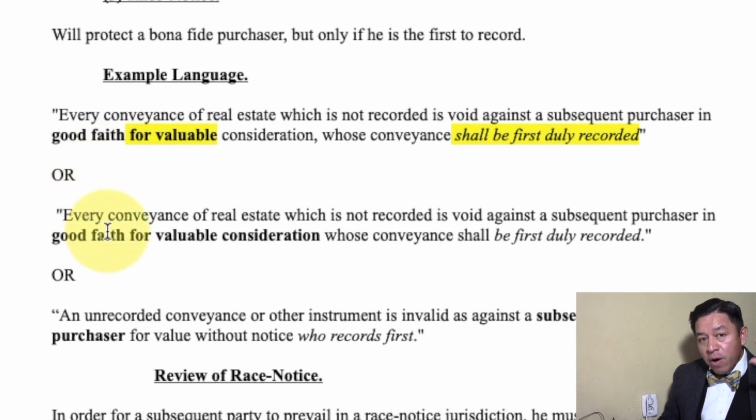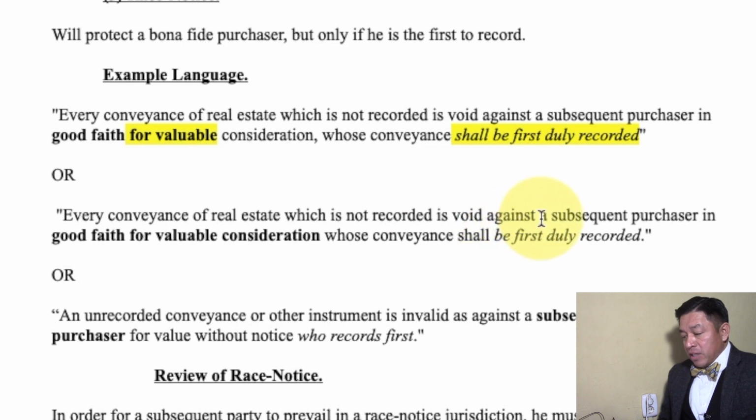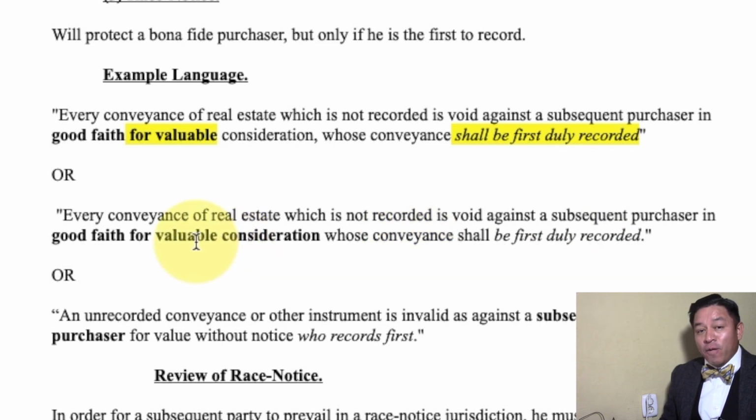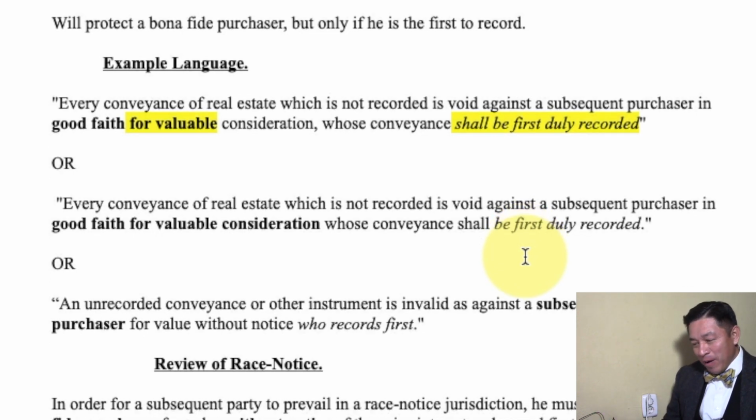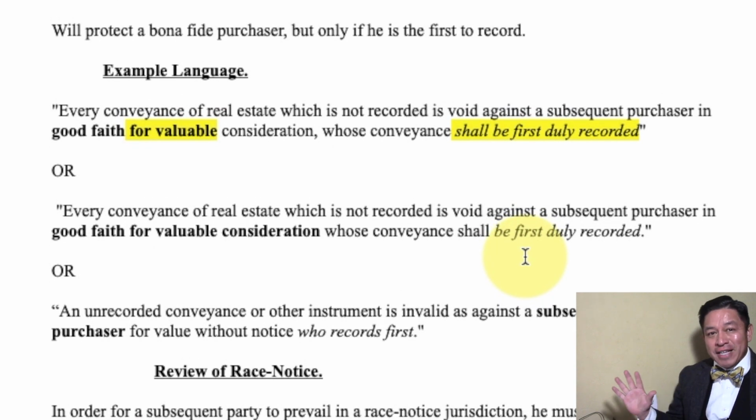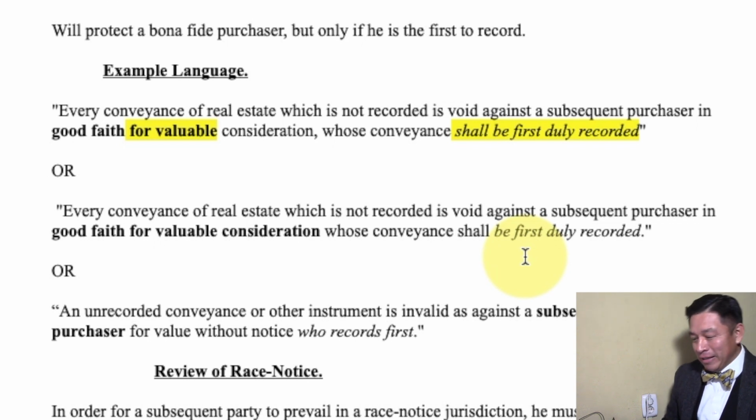Notice all the fluff. Every conveyance of real estate which is not recorded is void. You see that? Against a subsequent purchaser in good faith for valuable consideration. You guys see that? That's the key language. The rest is just fluff. All right. Whose conveyance shall be first duly recorded. That's important. Now you guys seeing this? Once you know what to look for, it just kind of stands out. And again, that's going to improve with the timing and with the points.